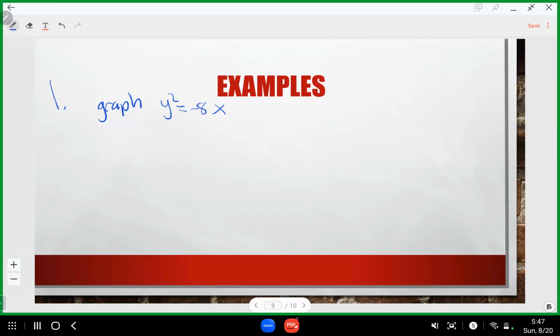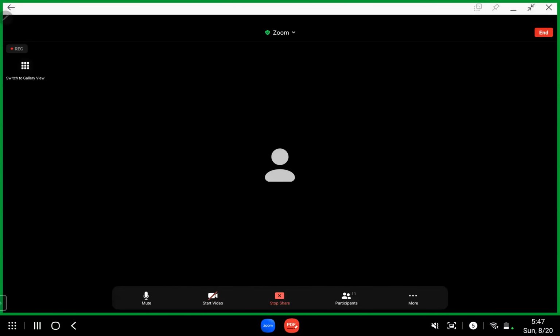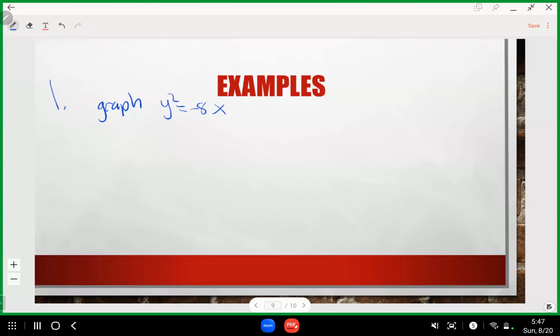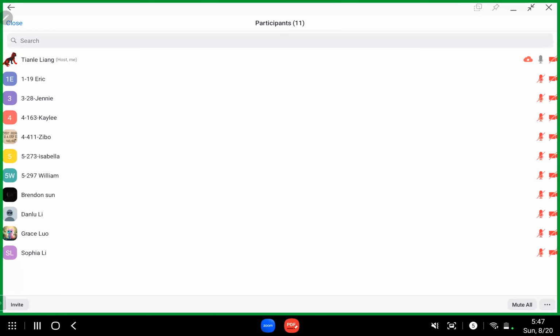Okay, let's go over this one. I hope everybody took a chance to go into their notebooks to try to graph this, or at least remember the formulas and try to graph this. Who can volunteer? How about Brendan? Brendan, do you know how to graph this? No? Okay. How about Eric, or William? Okay, William, go ahead.